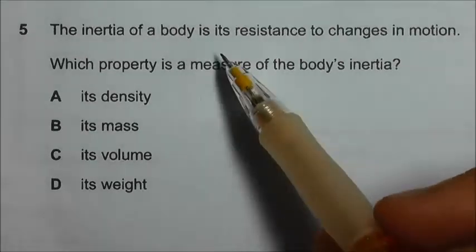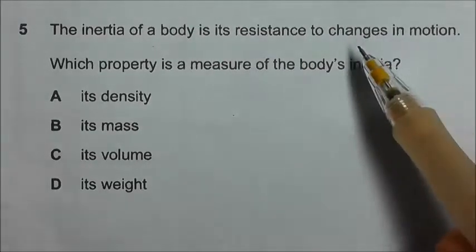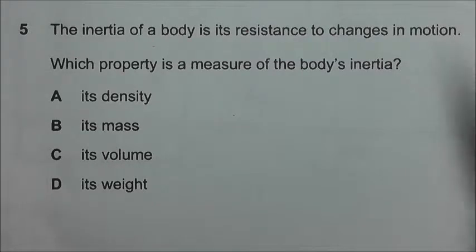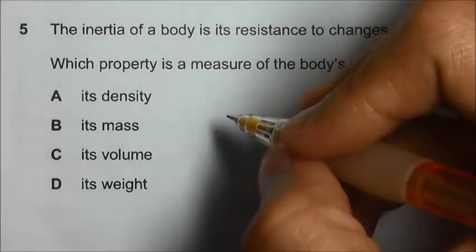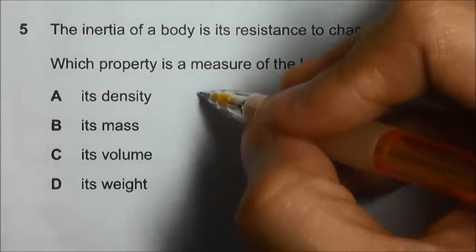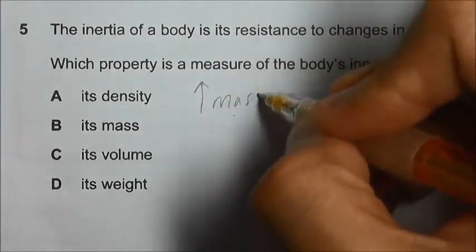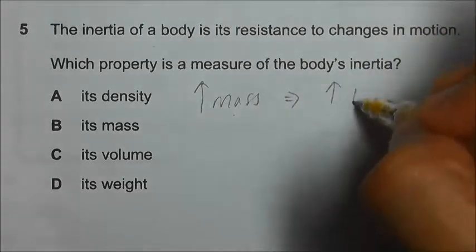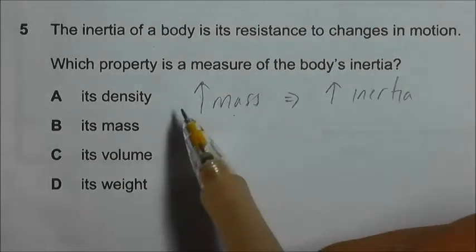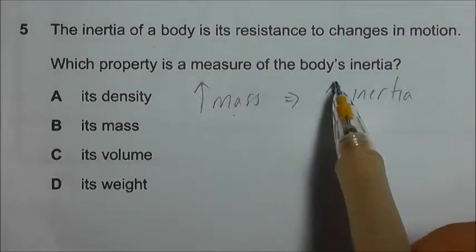Okay, the inertia of a body is its resistance to change its motion. So we need to know that mass is the thing that will affect the inertia. The larger the mass, the larger the inertia. So mass is a measure of the body's inertia.